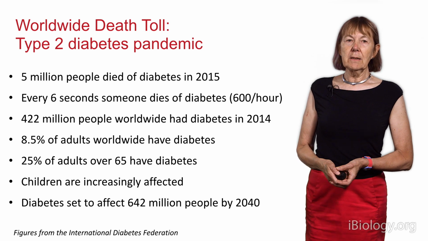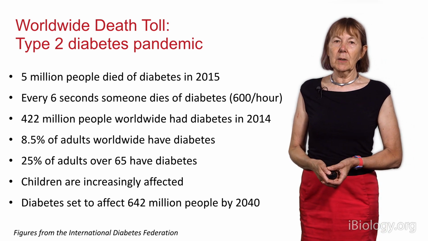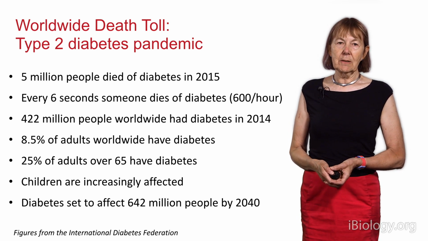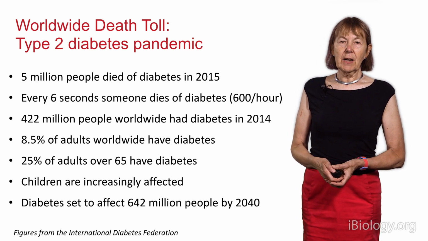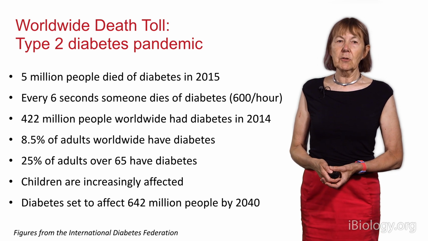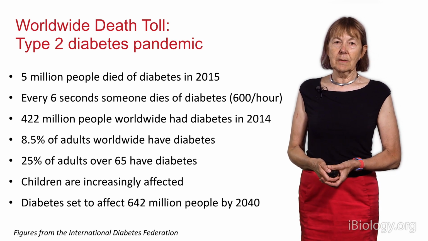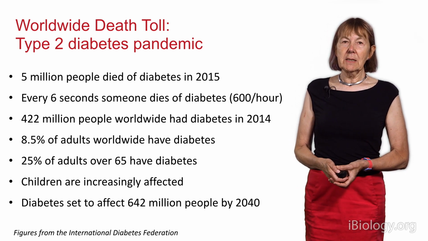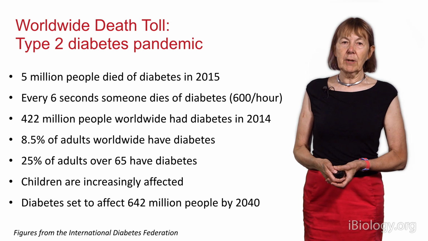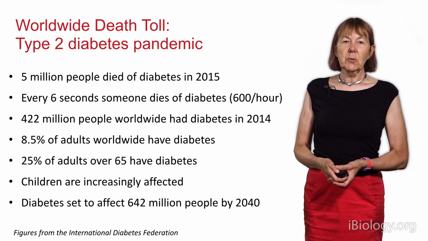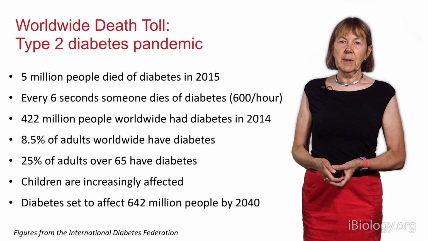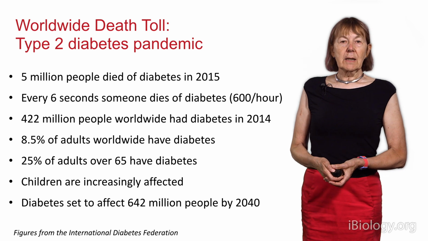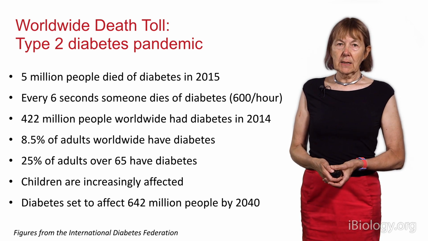In 2014, 422 million people in the world had diabetes, about 8.5% of the adult population. And in people over the age of 65, the incidence was even greater, being around 25% of the global population. These numbers are likely to be even greater now because diabetes seems to increase inexorably every year. And it's predicted that by 2040, 642 million people in the world will have diabetes. The most frightening thing is that children are increasingly affected.